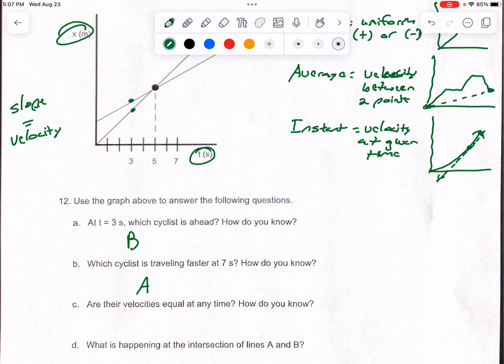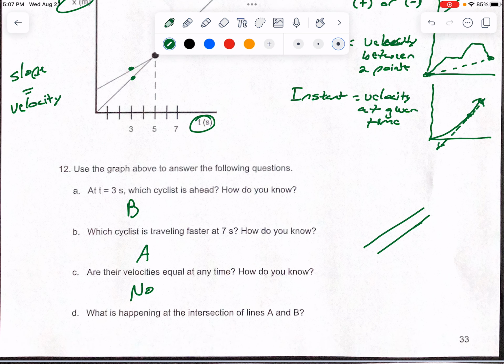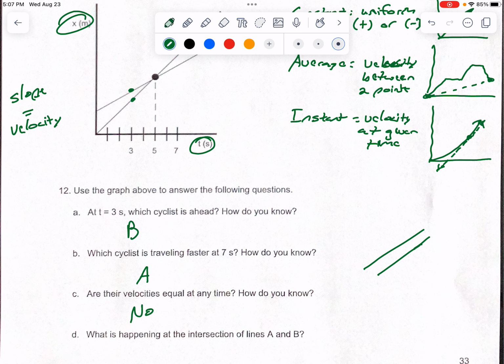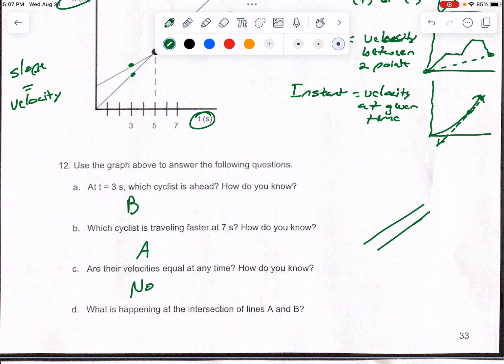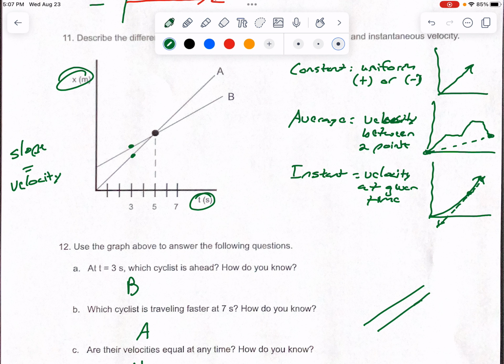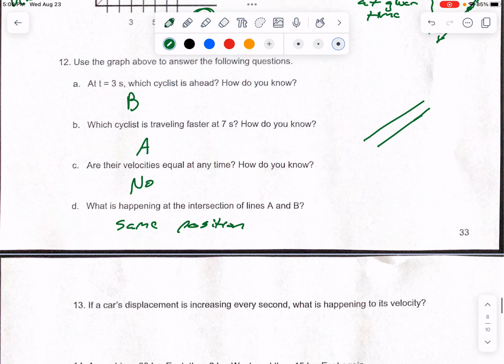C, are their velocities equal at any time? No, we just talked about that. You would see a parallel line. You'd have to see a graph that looks like this where they're both parallel. That's the only time you'll ever see velocity the same. D, what is happening at the intersection of A and B? That does not mean they have the same velocity. That means they are just at the same position. Looking at this graph, A has a steeper slope. B actually gets a little bit of a head start, but it's going a little bit slower. So at 5 seconds, A is passing B, overcoming B and going forward. So that answers that question.